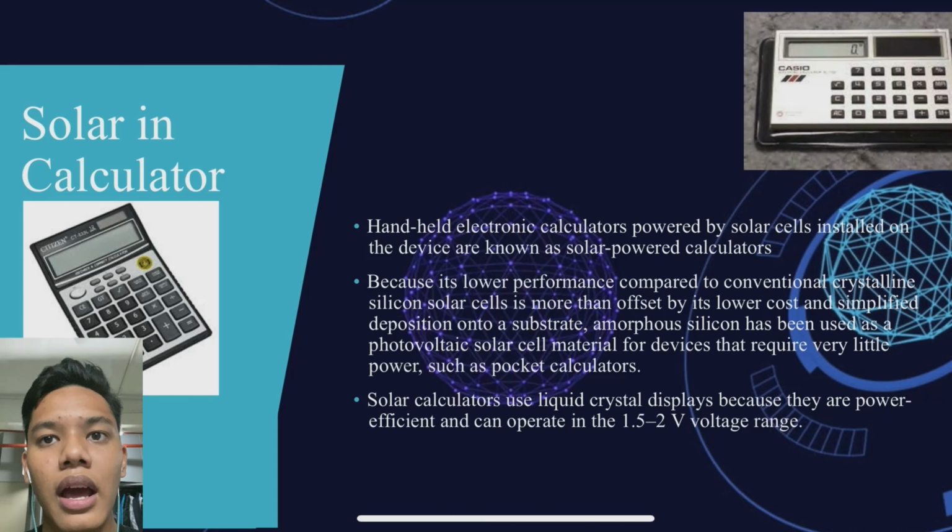Amorphous silicon has been used as a photovoltaic solar cell material for devices that require very little power, such as pocket calculators. Solar calculators use liquid crystal display because they are power efficient and operate in 1.5 to 2 voltage range.